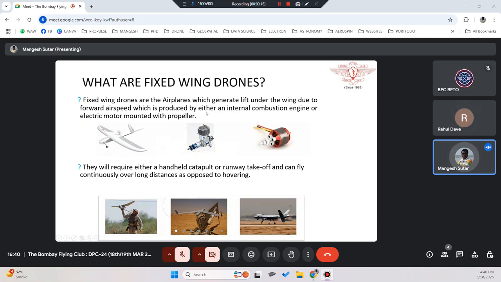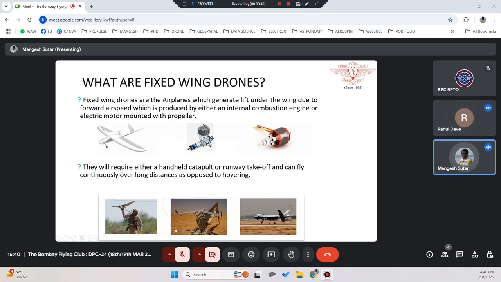Fixed wing drones are aeroplanes which generate lift under the wing due to the forward airspeed, which is produced either by an internal combustion engine or by an electric motor mounted with a propeller. Okay, so you will always have a combustion engine over here, or probably an electric motor. Either of these two engines would be there with a propeller, which will produce a forward airspeed, and then it will create a lift under the wings.